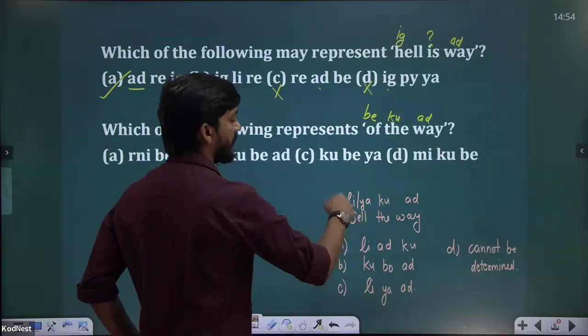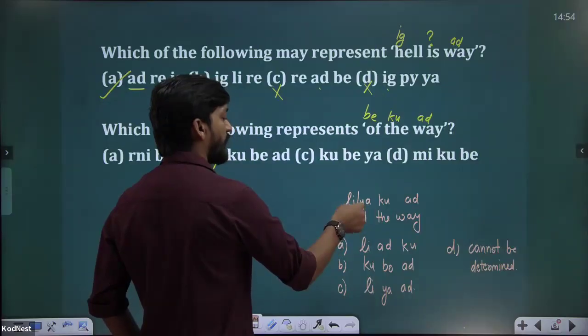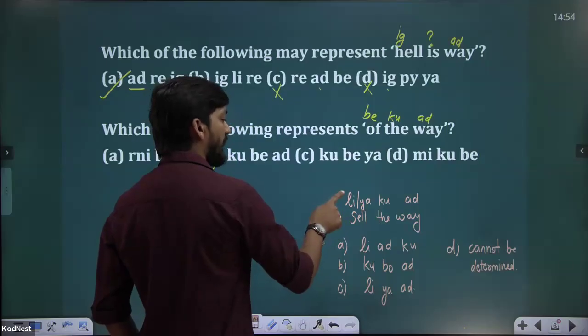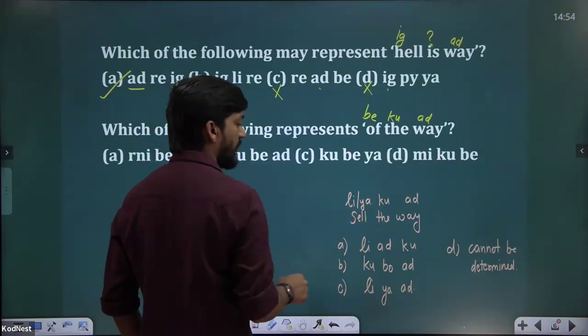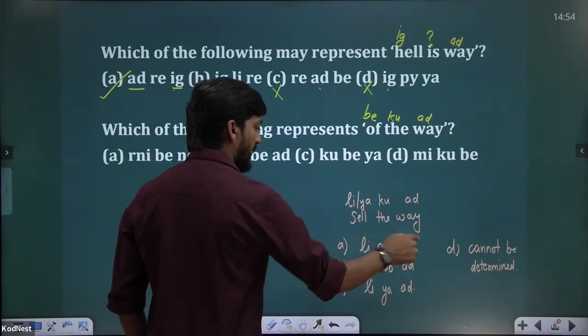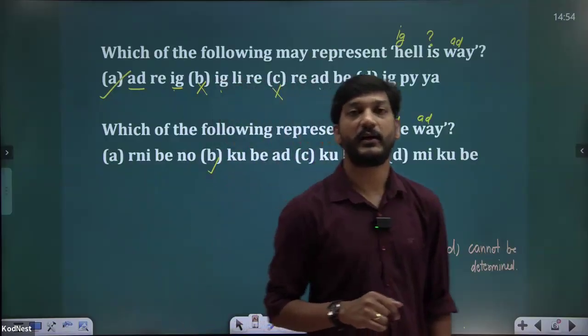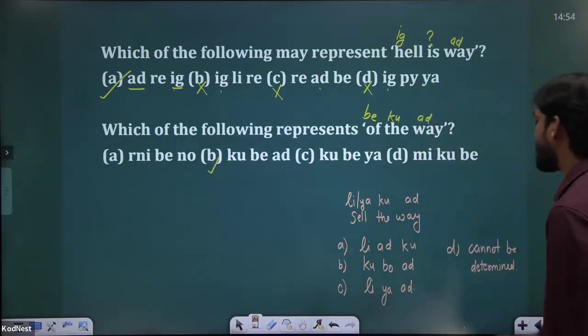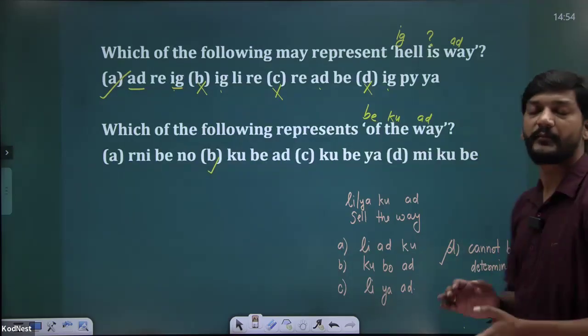I don't know 100% for sell. It can be Li also, it can be Ya also. So A is a possibility. It is not a 100% answer. It is a possibility. So we will say cannot be determined.